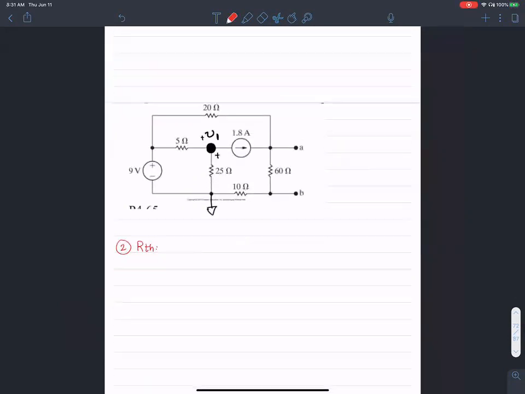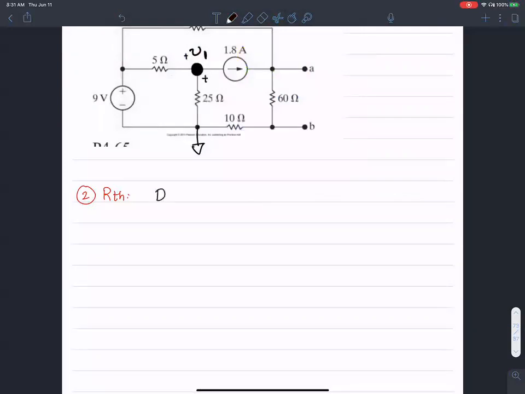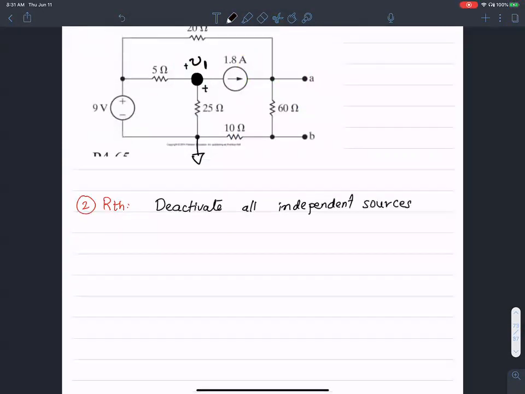In order to find RTH, what we do is deactivate all independent sources. So there are two independent sources here: one voltage source and one current source. In order to deactivate them, all we have to do is replace the voltage source with a short, and the current source with an open circuit.